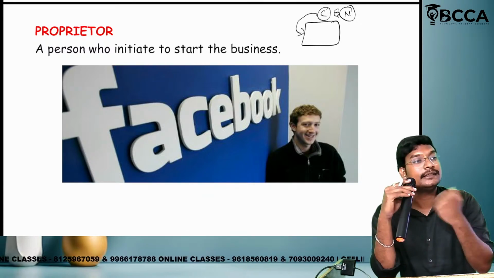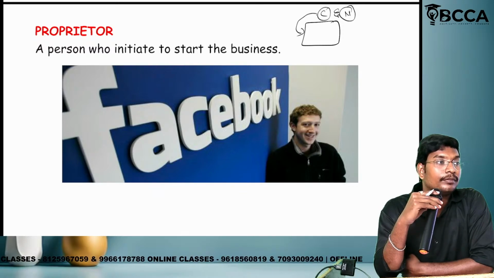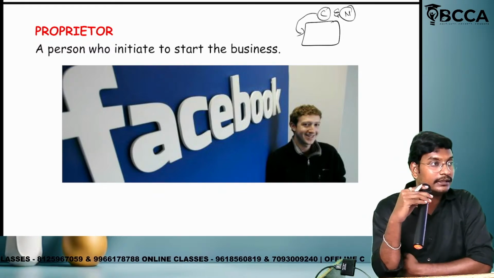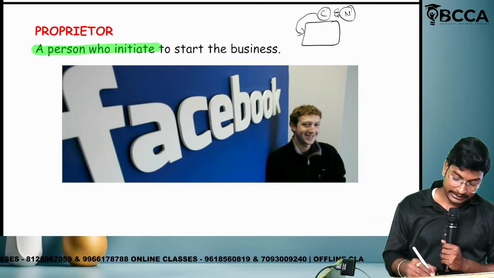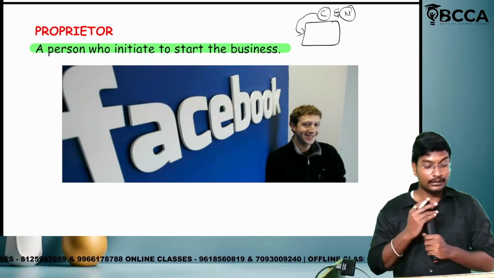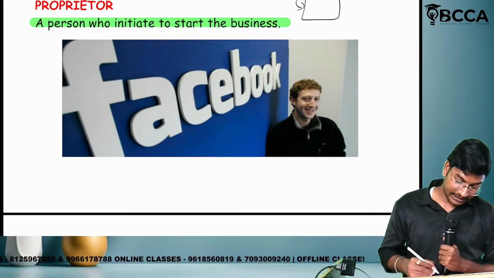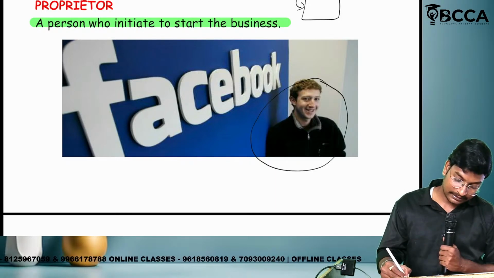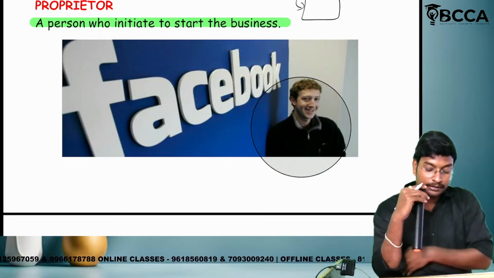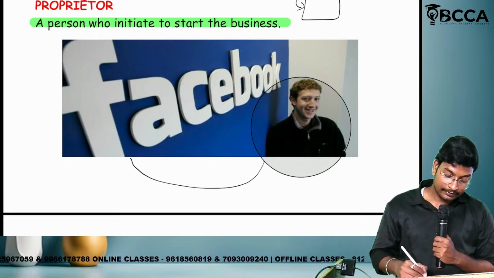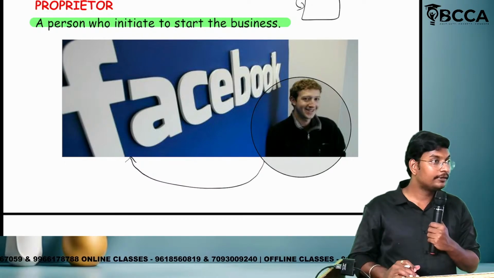Next, if they have registered under the Companies Act, we will call it a company. In the company we have shareholders. All these topics will be discussed in future classes, no problem. So what is the meaning of proprietor? A person who initiates the start of the business is called a proprietor. Imagine the example of Facebook. Who is the person? Mark Zuckerberg. Mark Zuckerberg started the Facebook company. So here Mark Zuckerberg is called the proprietor of Facebook.